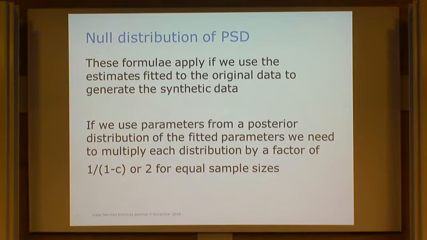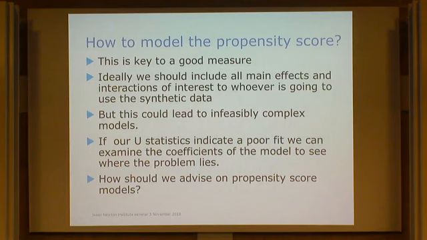Oh, I'm sorry, I should have put in this extra one. These are the formulas for plug-in estimators. If you're actually sampling from the posterior distribution, you need to include a factor of 1 over 1 minus c, or 2 for equal sample sizes, which is kind of intuitive because you're adding the same amount of noise again by doing that. Oh, sorry, I'm backtracking. When I had these extra slides, I should really look at what we've got here.